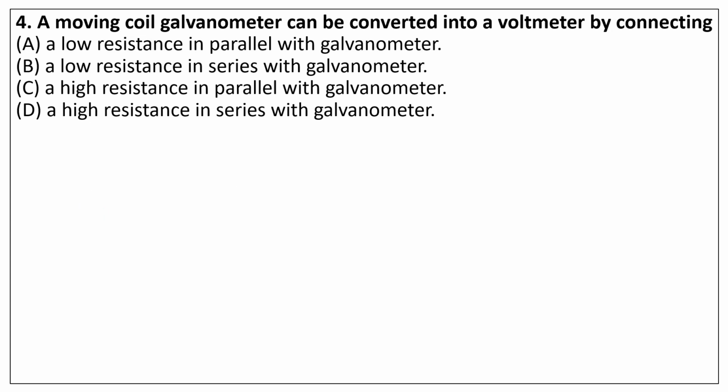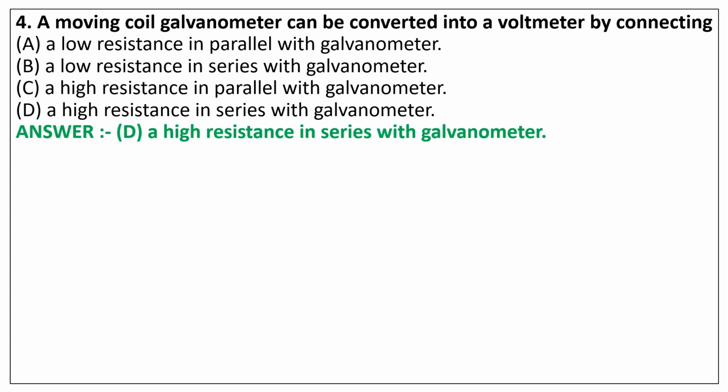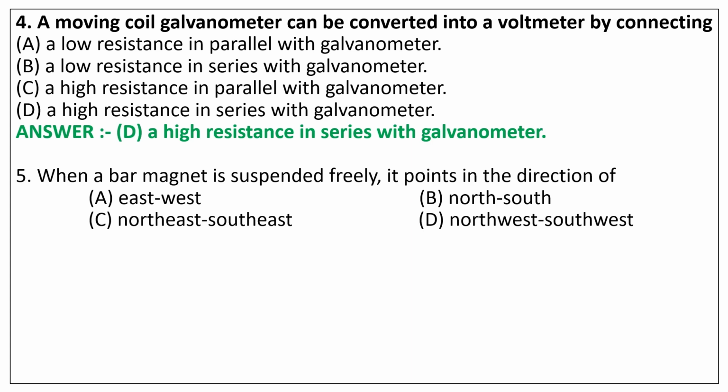4. A moving coil galvanometer can be converted into a voltmeter by connecting A. A low resistance in parallel with galvanometer. B. A low resistance in series with galvanometer. C. A high resistance in parallel with galvanometer. D. A high resistance in series with galvanometer. Answer, D. A high resistance in series with galvanometer.